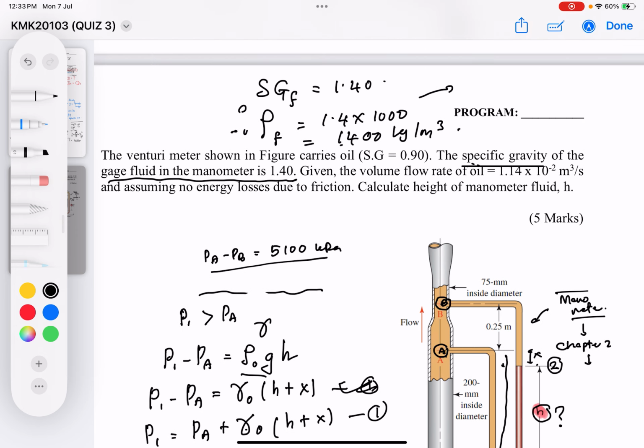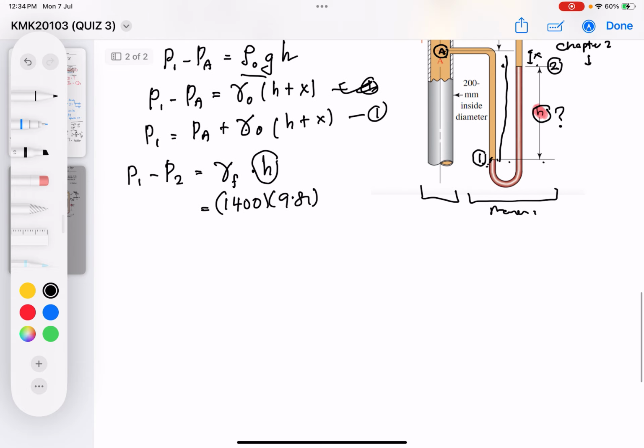because gamma equals rho multiplied by g, but I already got the rho from the specific gravity, because I also know that specific gravity of the fluid equals density of the fluid divided by density of water. In this case, density of water we assume equals 1000 kilograms per meter cubed. Then I'm going to get the value of h. This one is going to be my equation number 2.